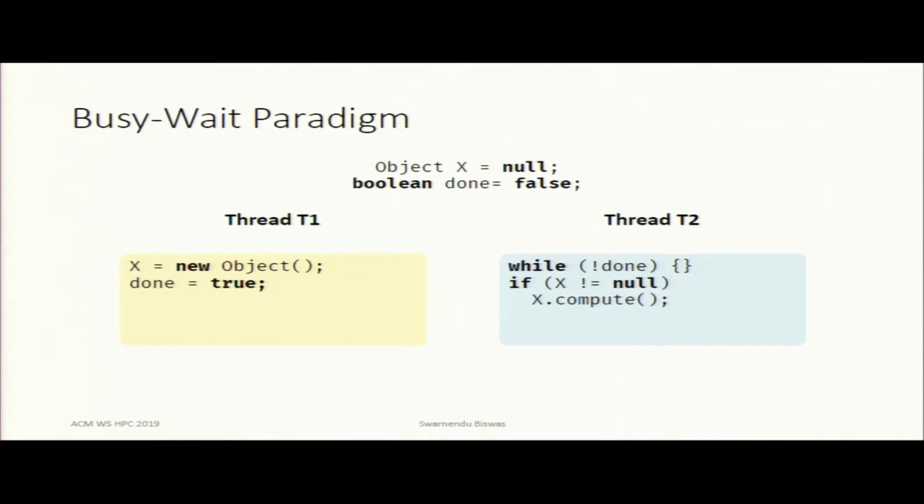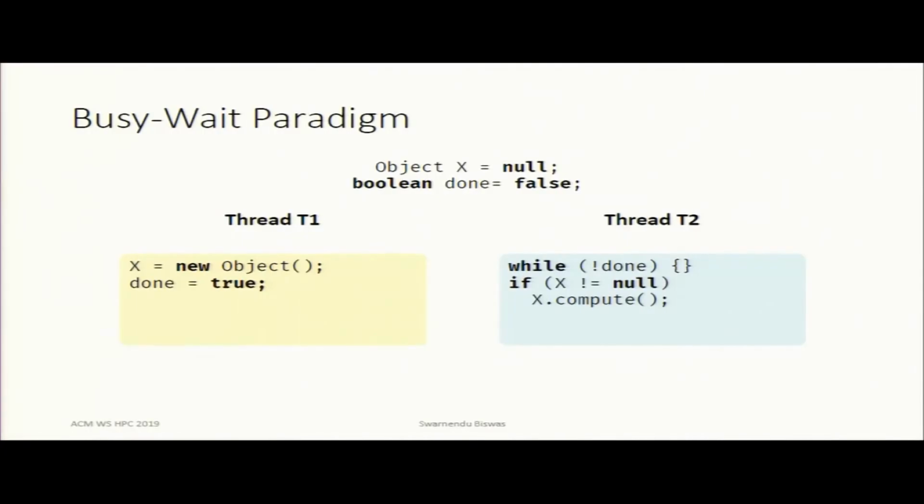You have consumer threads like thread 2. It will wait till the flag is true and then it will go ahead and consume the data, right? We possibly have written code like this at some point in our lives.